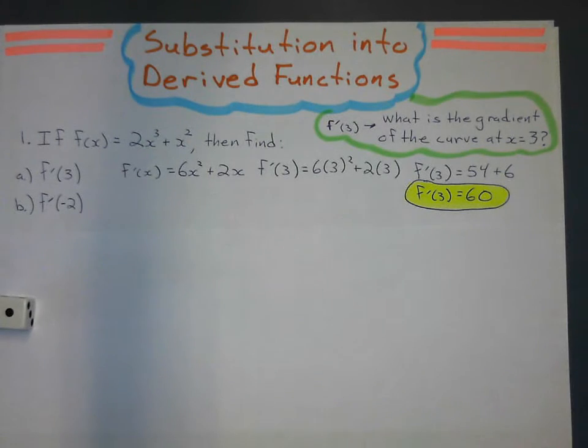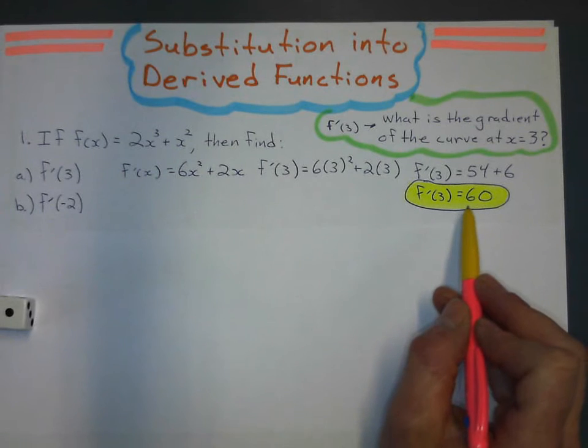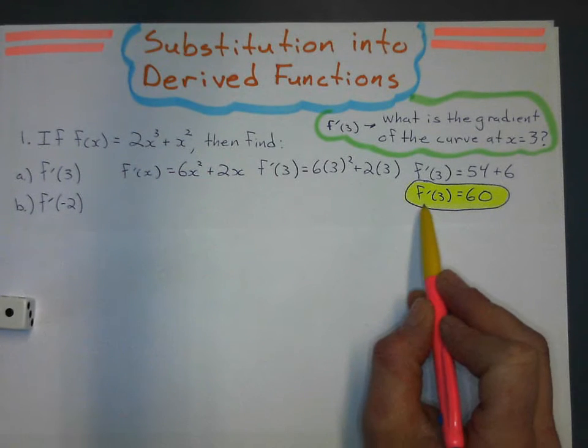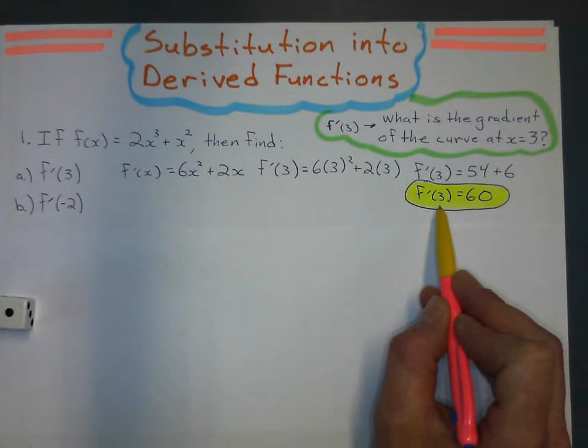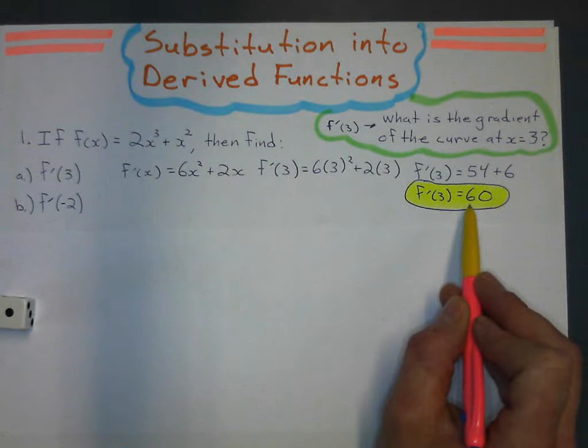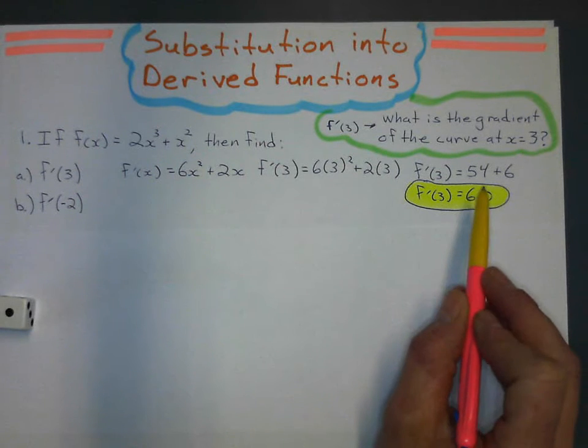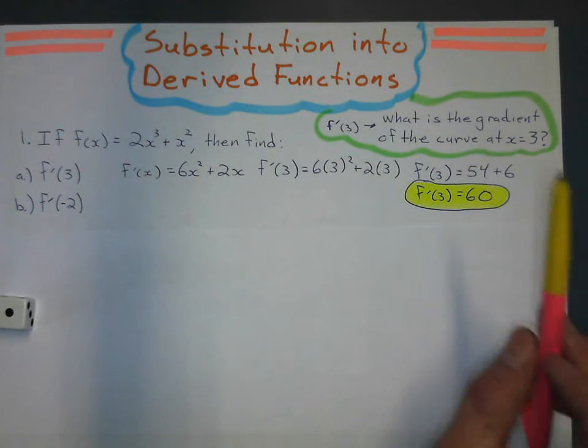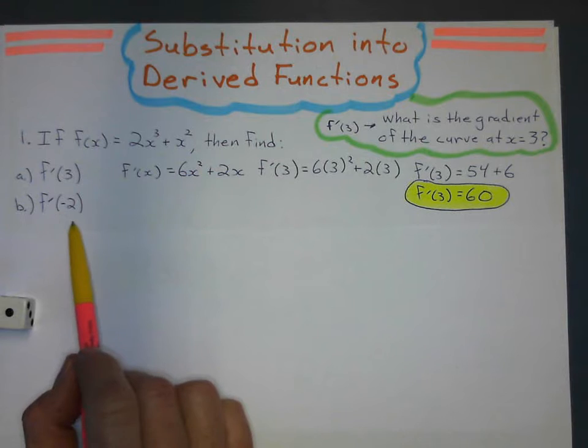All right, so what does that mean? It means that's a pretty steep gradient, first of all. But it means on that curve at x equals 3, the gradient is positive 60. So extremely steep curve, almost straight up. Okay, next one, same steps except it's negative.